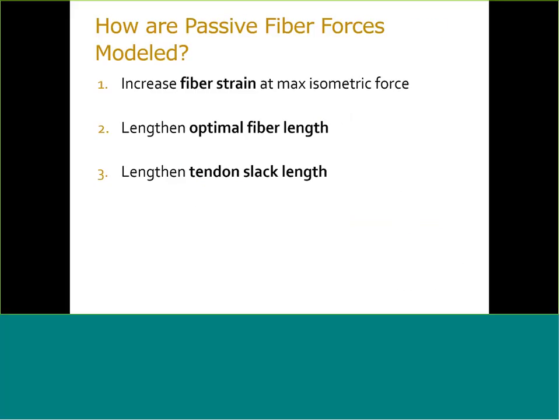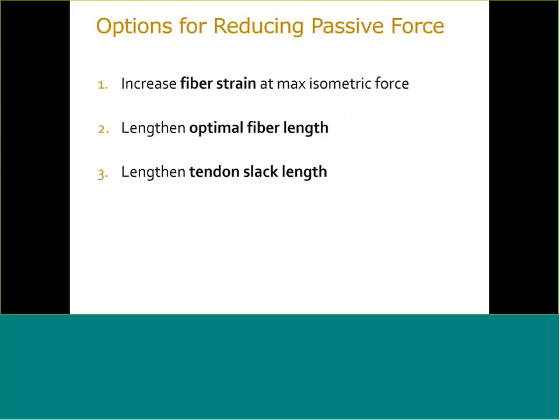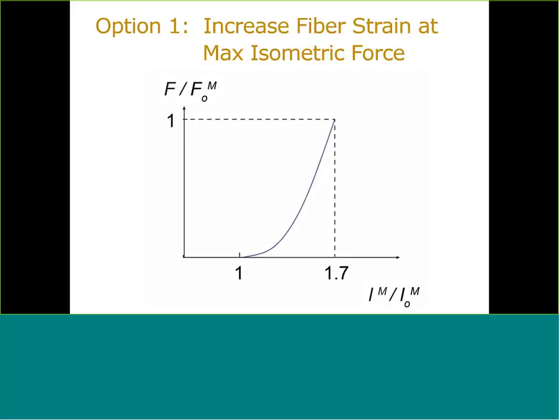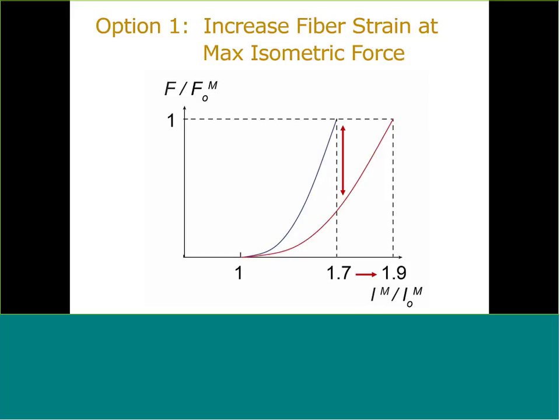There were three options for reducing passive force. You can either increase the fiber strain at maximum isometric force, lengthen optimal fiber length, or lengthen tendon slack length, and we'll go through each one of these options now. So the first option was to tweak the fiber strain at maximum isometric force. This value is currently set at 1.7 by default in the Millard muscle model. And if this value of strain is increased, for example, to 1.9, this would flatten the passive force length curve. So for a given normalized length, less passive force will be generated.